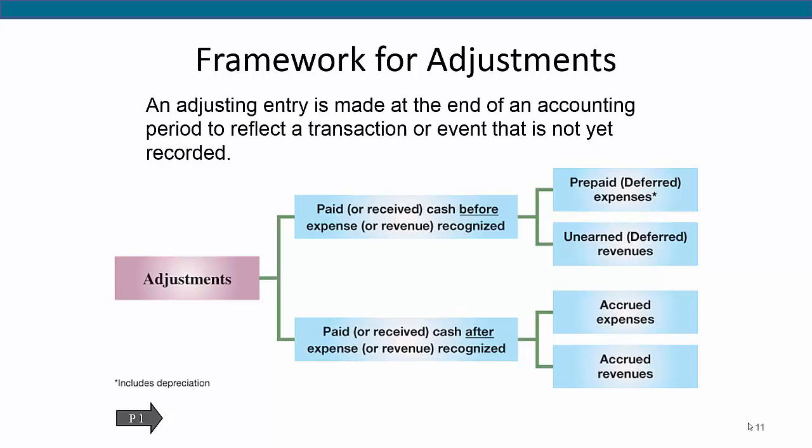Now, conversely, sometimes transactions or events have occurred, but cash has not been exchanged. The second major category of adjustments, then, is when cash is paid or received after the expense or revenue is recognized on the books. These transactions are unrecorded in the accounting records until we make accrual adjustments to record revenues and expenses. These are some very common types of adjustments. The category includes accrued expenses and accrued revenues. In other words, accruals are transactions that are not yet recorded on the books, but should be.